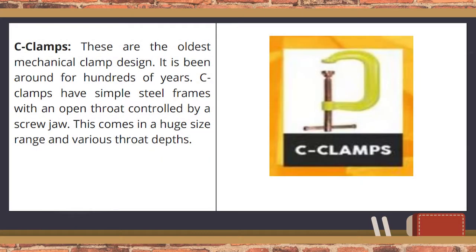Now, C-clamps. These are the oldest mechanical clamp design. They have been around for hundreds of years. C-clamps have simple steel frames with an open throat controlled by a screw jaw. This comes in a huge size range and various throat depths.